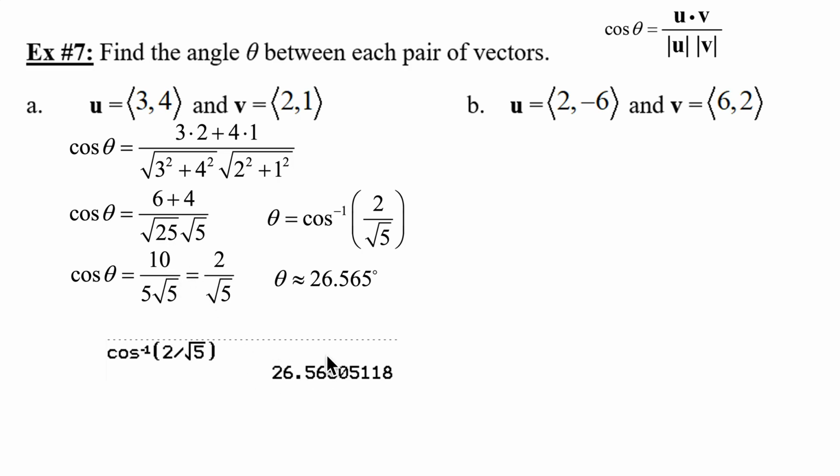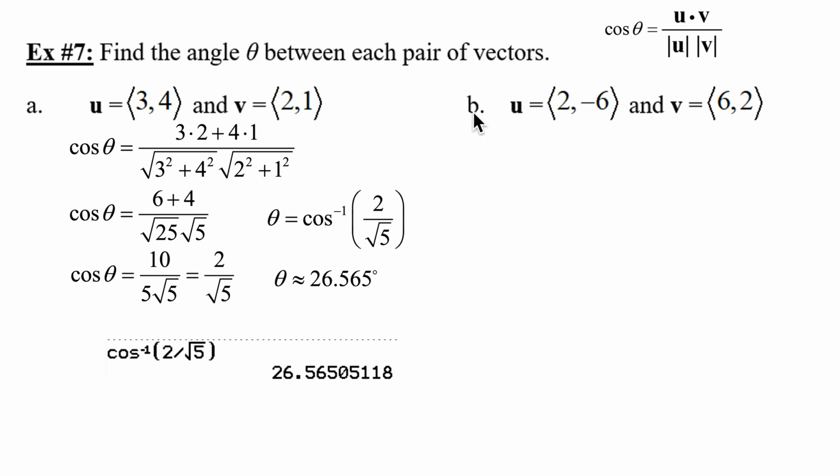So there's my angle. And again, this makes sense. Remember, I'm looking at 3, 4. That's a vector, positive, positive in quadrant 1. 2, 1, positive, positive. That's also in quadrant 1. So the angle between those two vectors sitting in quadrant 1 definitely has to be less than 90 degrees.